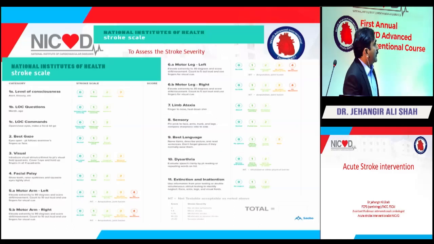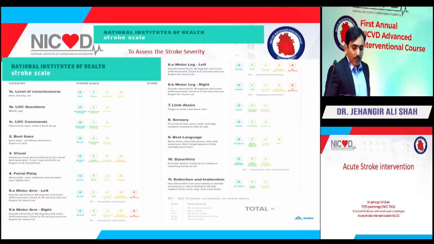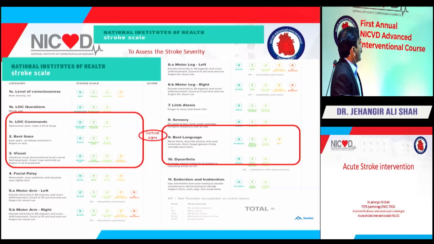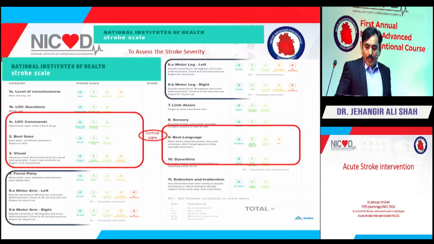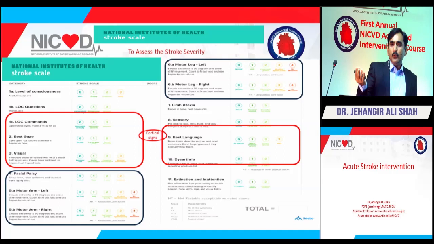This is the very famous NIHSS score. The first interaction with the patient is to calculate the NIHSS score, which our postgraduates have to do in the emergency department. What are the cortical signs? You have to see the gaze, reflex, visual, aphasia language, and dysarthria, and assess the motor deficit, the weakness in the arm and limb, and score. The maximum NIH score is 42, the minimum is 0. It's very easy; you can just download the app on your mobile and calculate the NIH score.